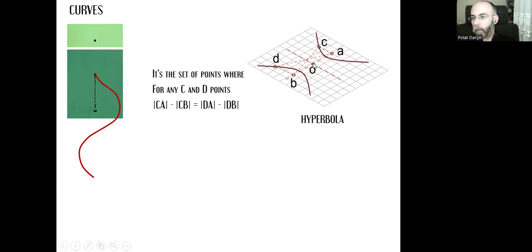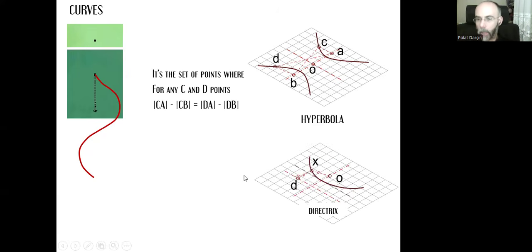As you can see, there is only one A and one B point, the central points, but there can be many different D points and many different C points. And this is the set of points where for any D or C points, this equation can be equal. Both the results of mathematical calculations are equal. And that's what we call a hyperbola.